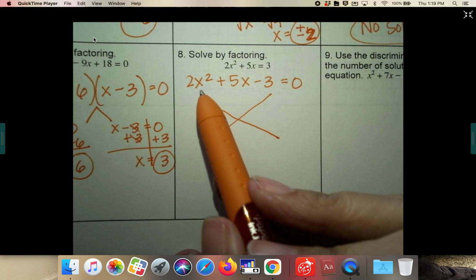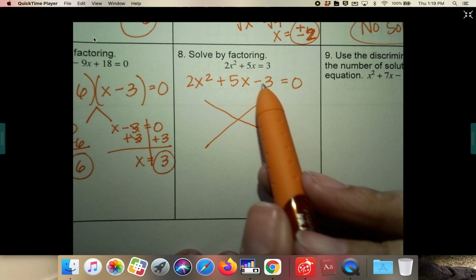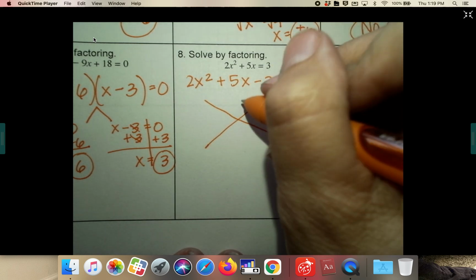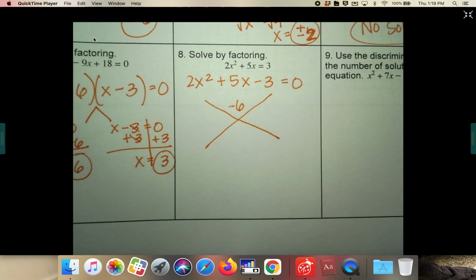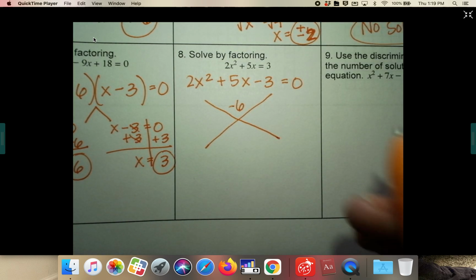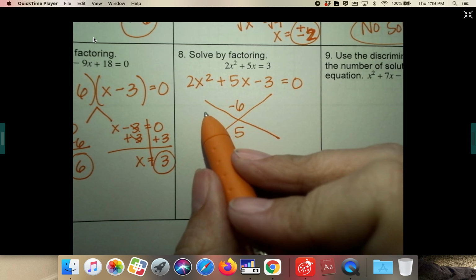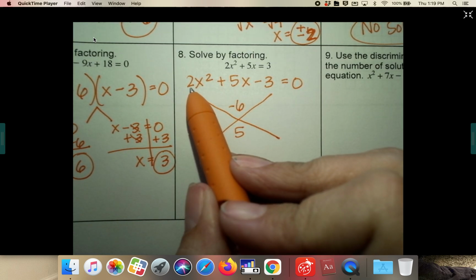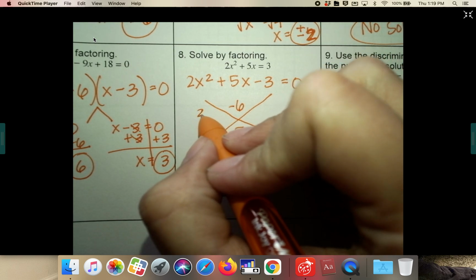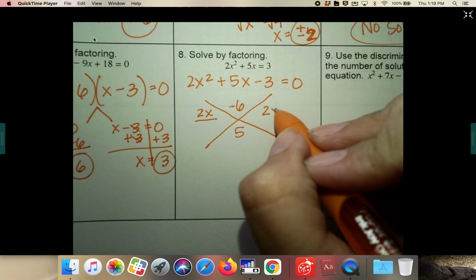In the top of the diamond is A times C. So 2 times -3 is -6. You can put x squared on there if you want, or you don't have to. The bottom of the diamond is my B. And then on the left and right, there are fractions where you have your ax over and ax over.